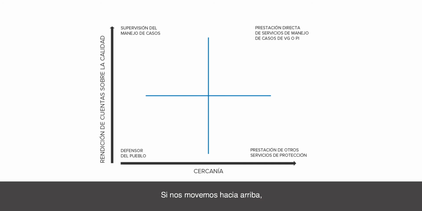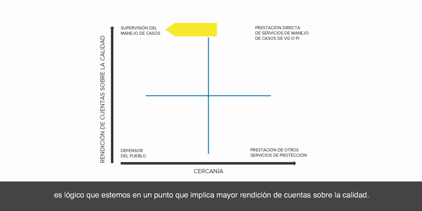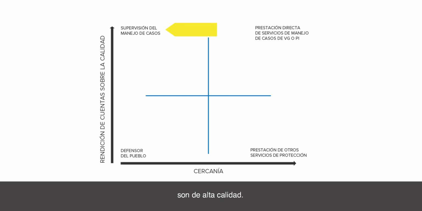Now, if I was to go up from that to the upper left-hand quadrant, that's where you might see something more like case management oversight. Okay, so what we're seeing is that if we are overseeing or funding the provision of case management services, we obviously have a high accountability of the quality of that. That's important for us to ensure that what is being put into place is of a high quality. So that's why we have that high up on the accountability of quality.